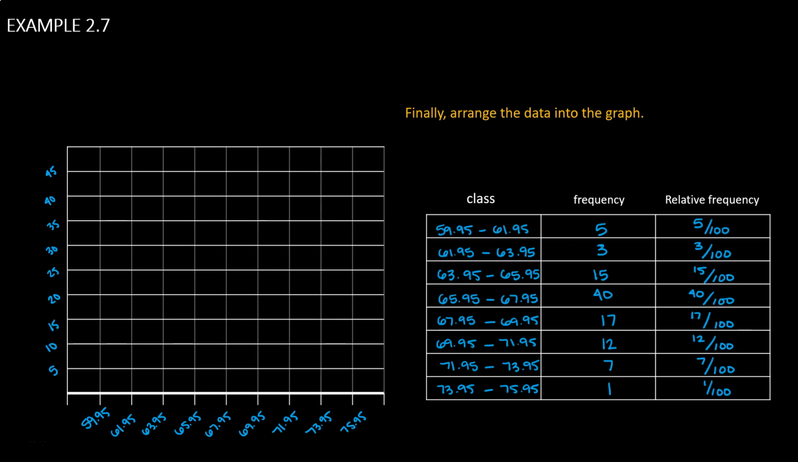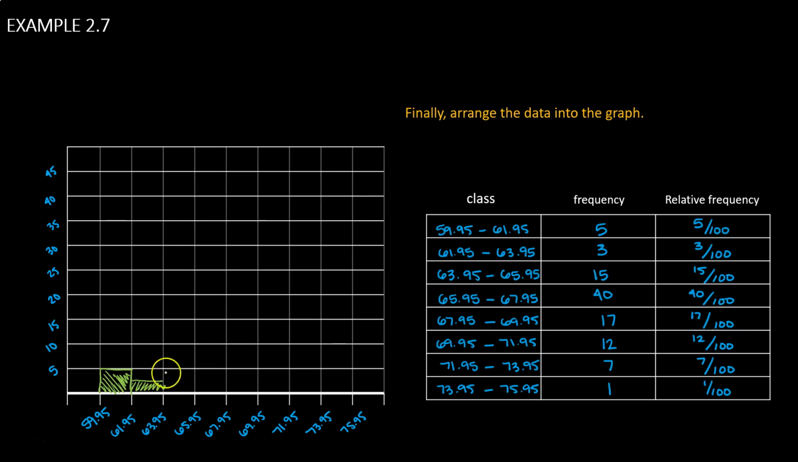Next, I'm ready to draw my rectangles. My first class, between 59.95 and 61.95, has a frequency of 5. So I'll draw that rectangle all the way up to the 5 line on the frequency axis, and I'll color that in. My next class has a frequency of 3. Now I don't have a line that marks 3, so we'll do our best to estimate about where 3 is here.